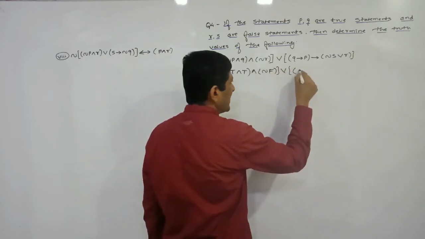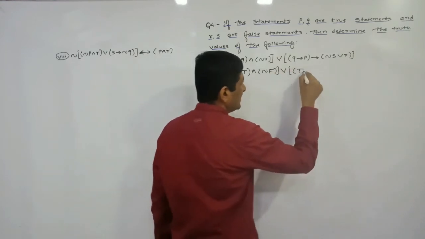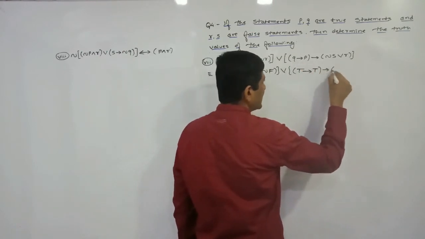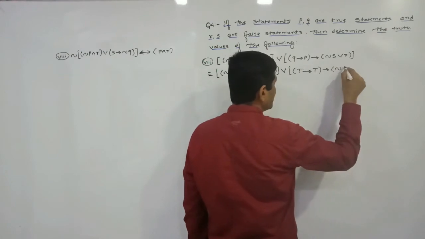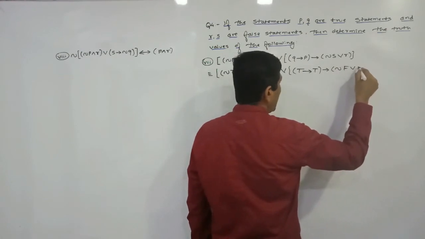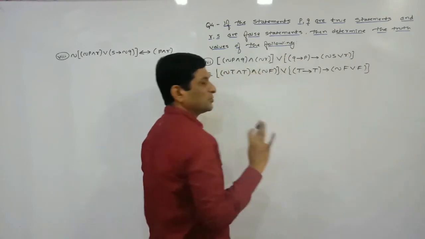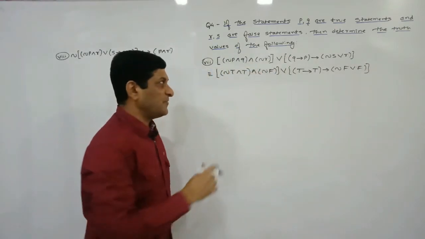Here Q also we are replacing by its truth value T. Implication as it is, P by its truth value T implies as it is, negation S. S is what? False. Or R is what? False. Just we have substituted the truth values. Now we are simplifying it.